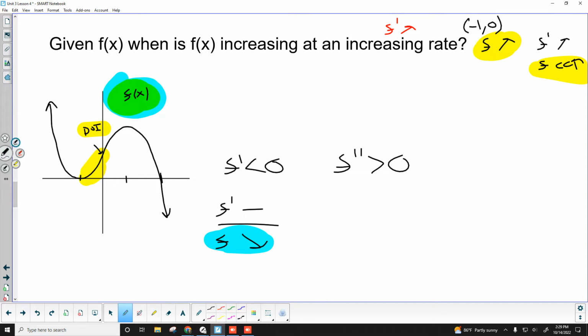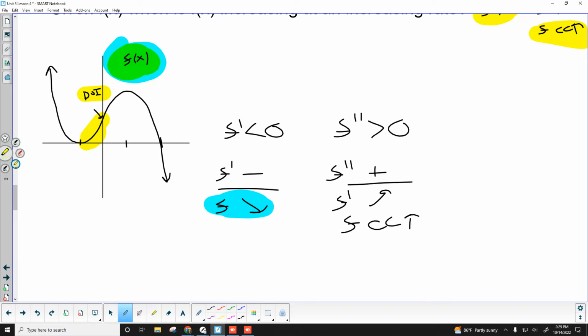F is going down. F double prime is positive. That means F prime is going up. That means F is concave up. This is the graph of F. Pay attention to when F is going down, but is concave up. This, negative infinity to negative 1. We got this?